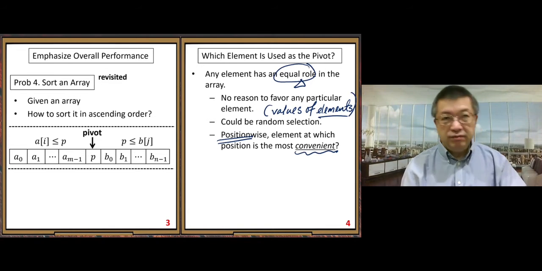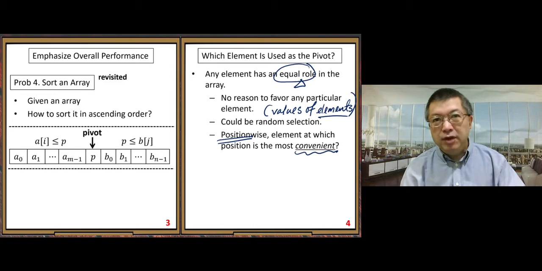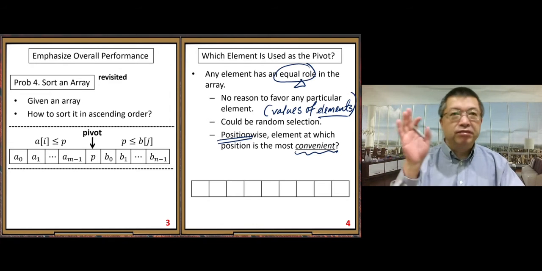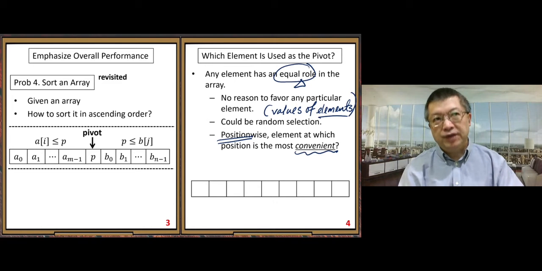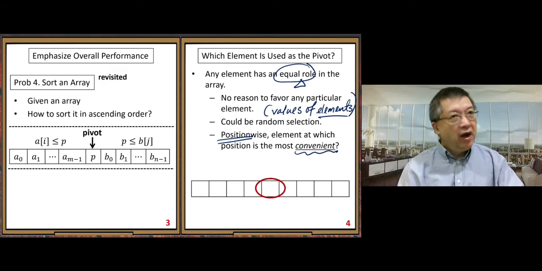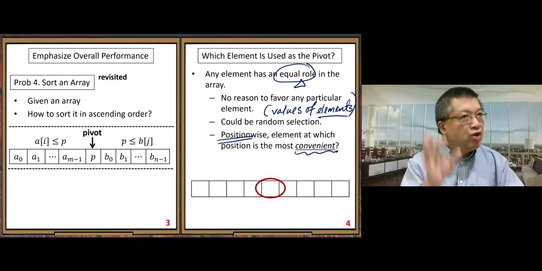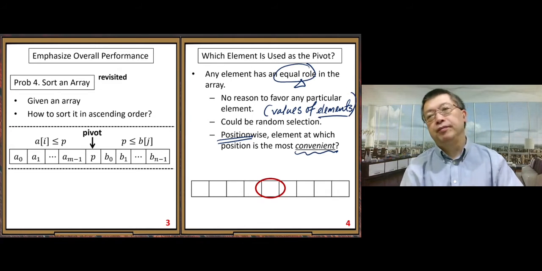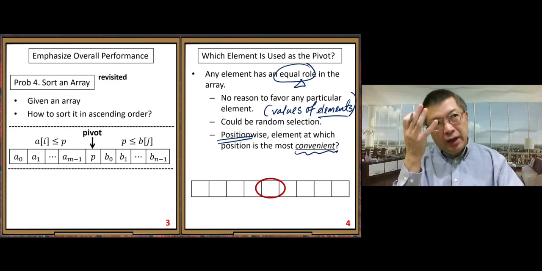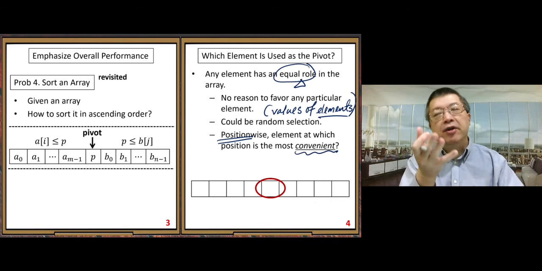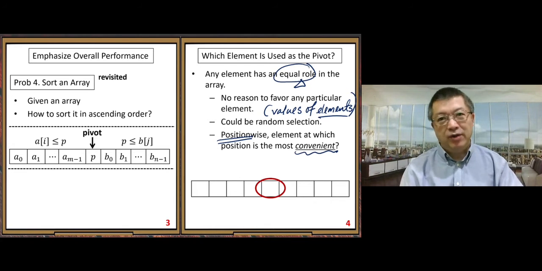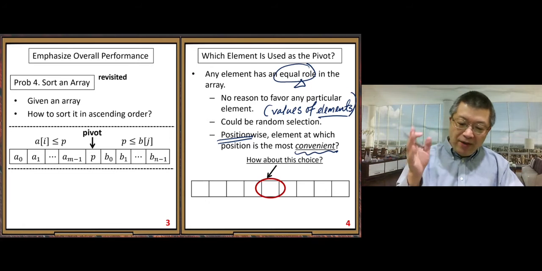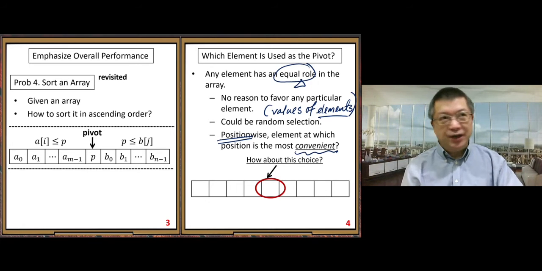Okay? Here, if you cannot imagine that, let me use a diagram to explain the situation. Let's consider an arbitrary position somewhere in the middle. So to discuss if the element in this position to be used as the pivot, it's a good idea or the bad idea. So we want to see that. How about this choice? Let's try to explore a little bit.